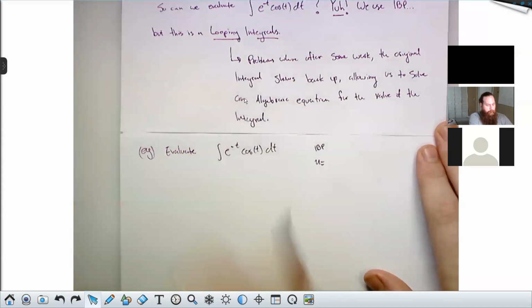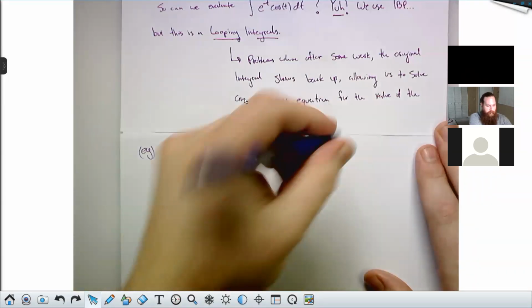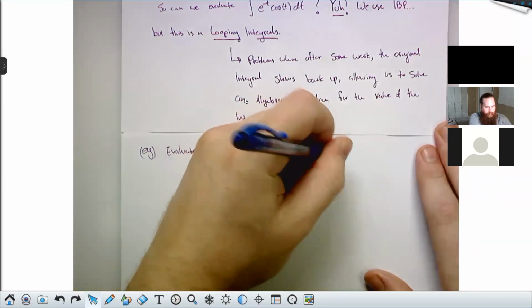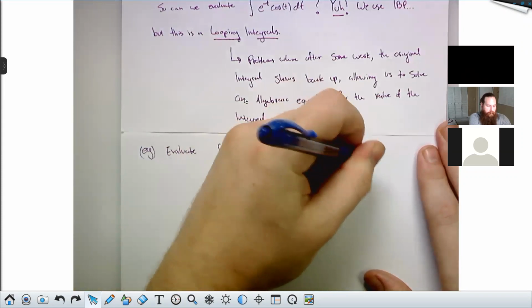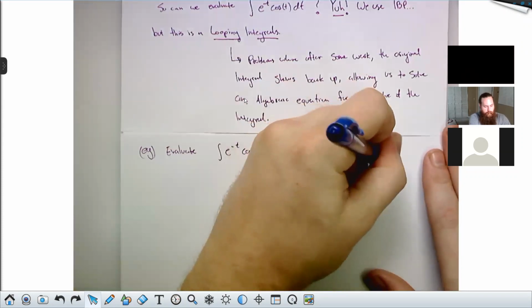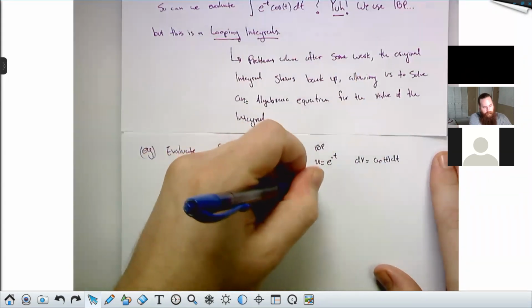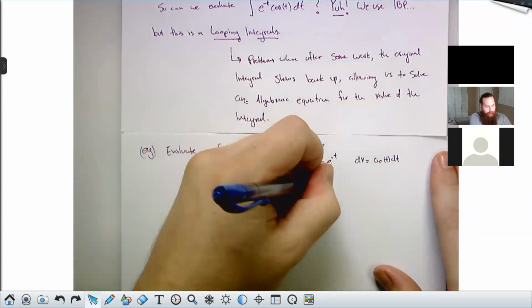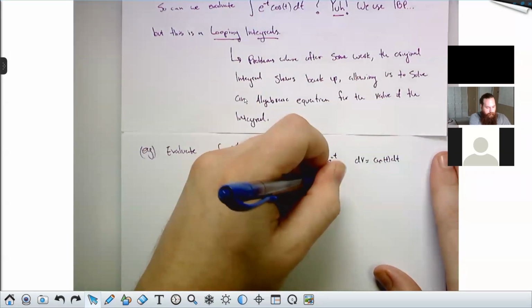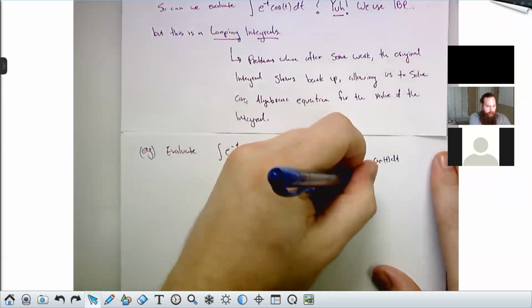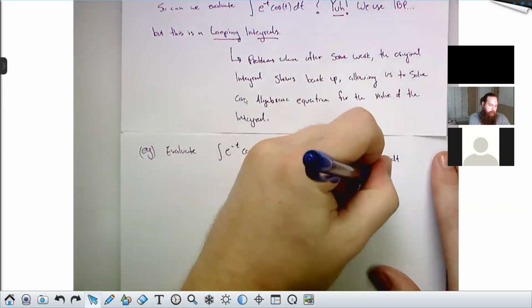And I'll follow my LIPET rule. So no logs, no inverse functions, no polynomials, but I do have an exponential. So I'll pick that to be u. And I'll pick dv to be everything else. So then du, the derivative of e to the minus t, is minus e to the minus t dt. And v, the integral of cos t, is sine t.